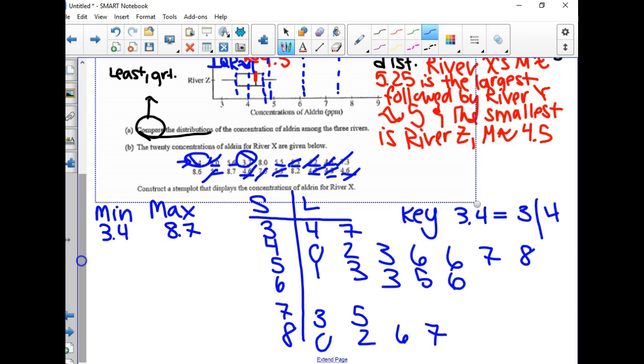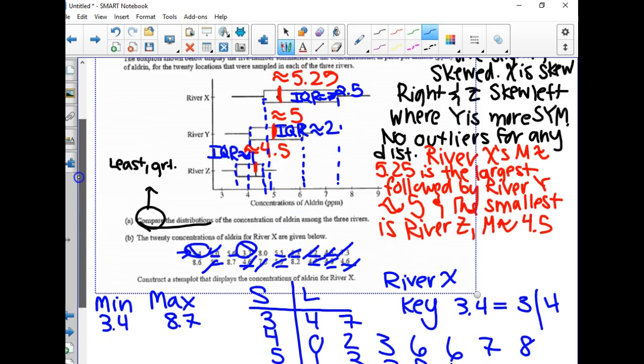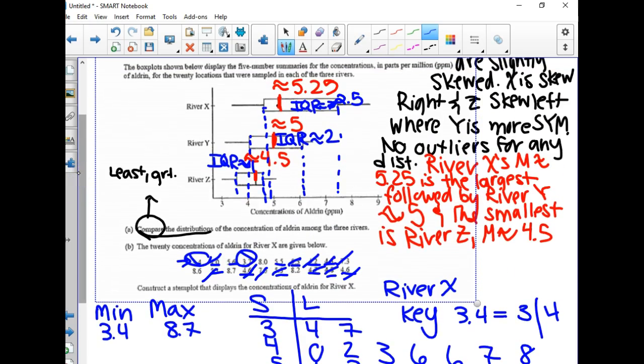All right, any questions there on the stem and leaf plot? All right, part C says describe the characteristics of the distribution of aldrin concentrations on river X that can be seen in the stem plot, but that cannot be seen in the box plot. So what's an advantage of a stem plot versus a box plot? What do we see? There's a couple things there. Okay, so this is all for river X, right? What information does this stem plot give us that the box plot does not give us?